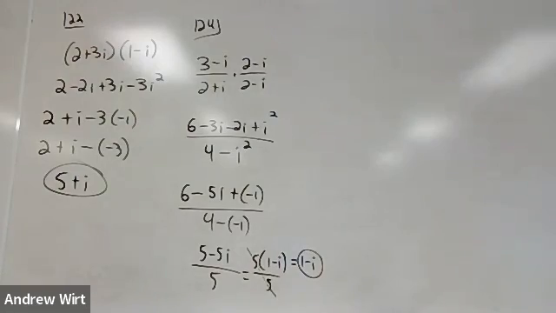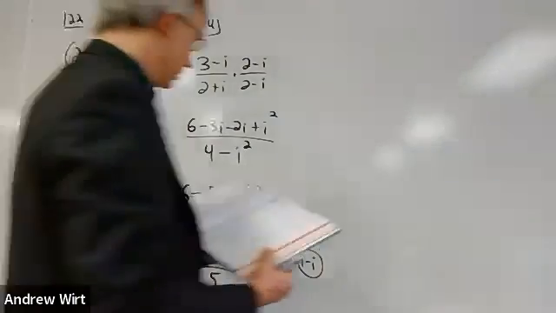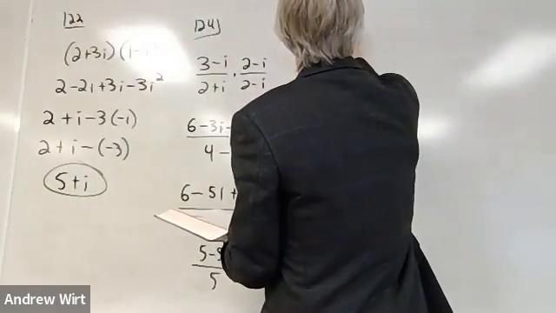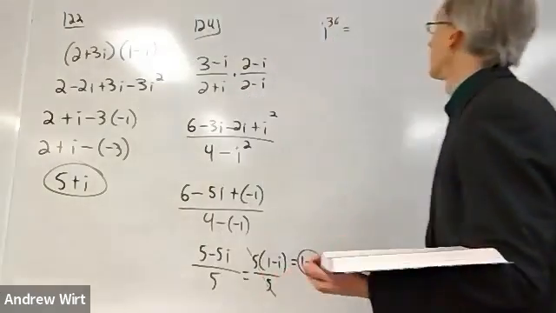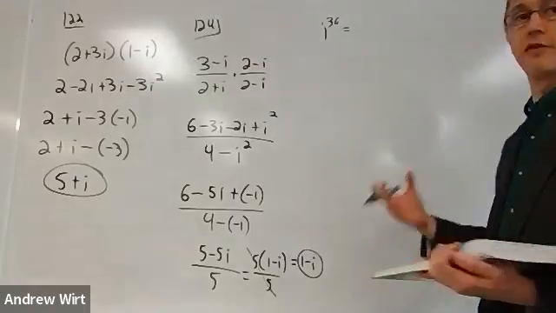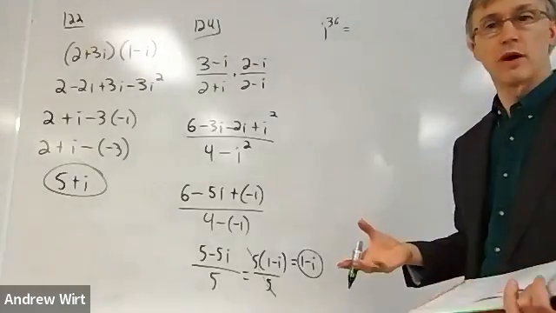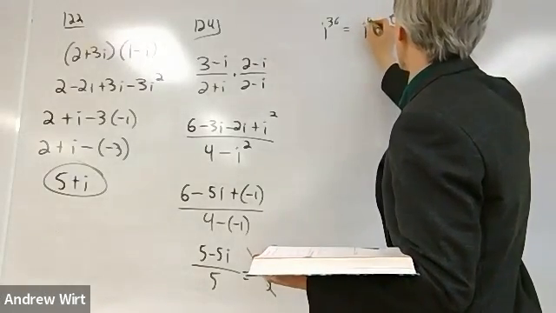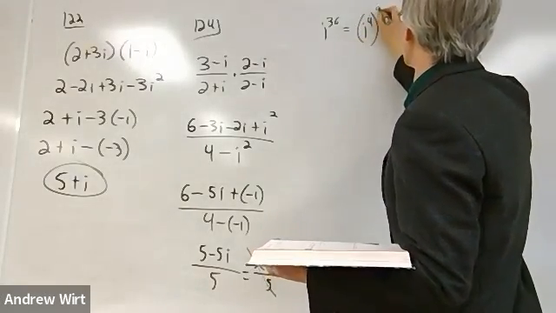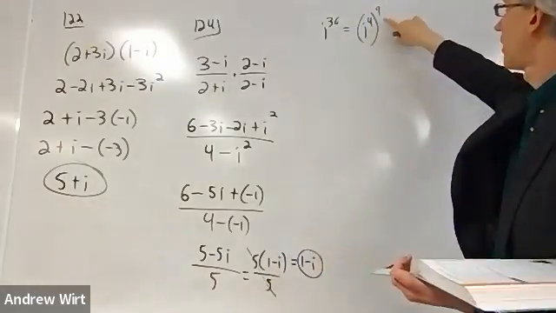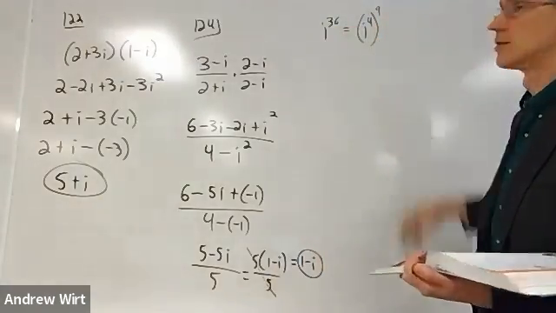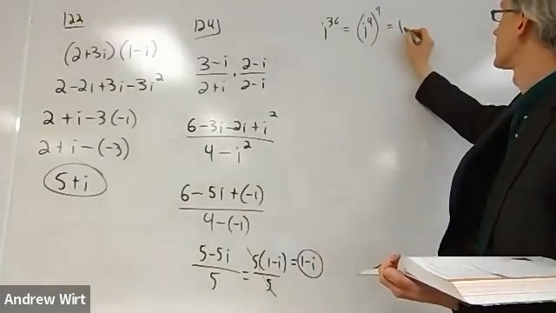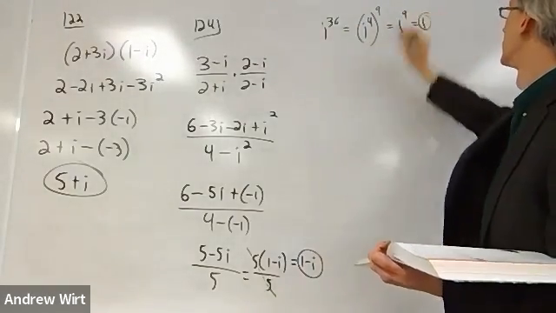126. i to the 36th power. All right, this is where we want to get i to the 4th power, because i to the 4th power is 1. So I'm going to use properties of exponents here to go i to the 4th to the 9. Right now we've got power to a power. 4 times 9 is 36. So those two things are equivalent. Now i to the 4th is just 1, so we get 1 to the 9, or just 1.